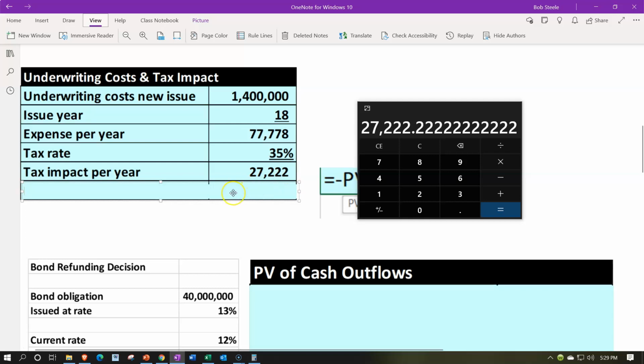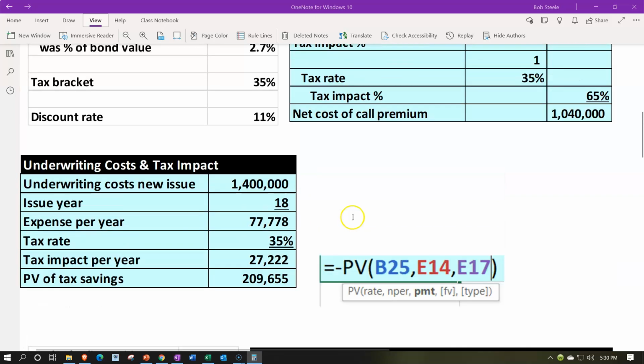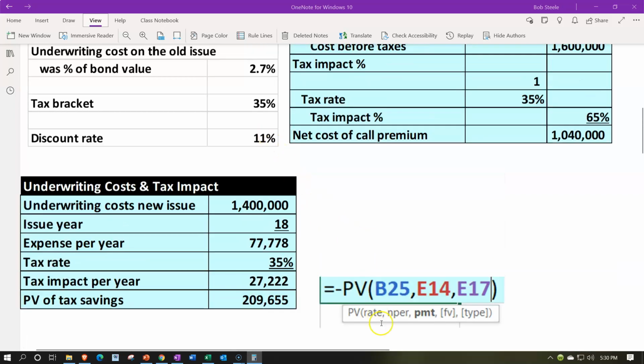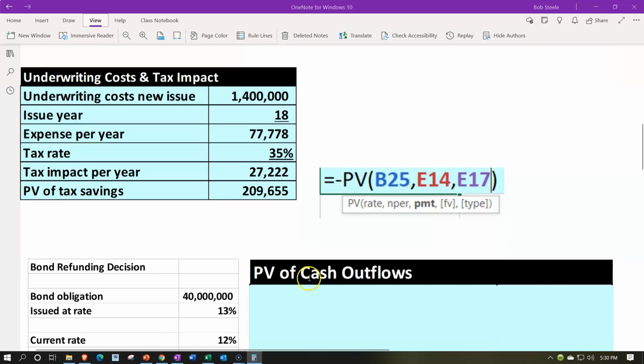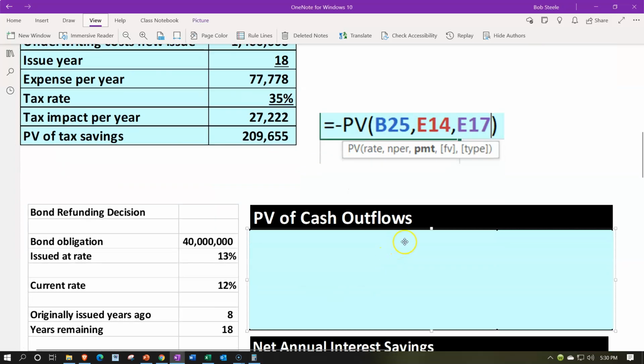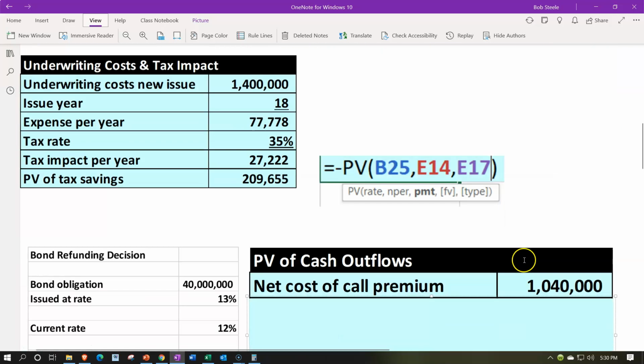So now we're going to apply our present value type of calculation to get the present value of the tax savings. It would be the present value of the rate, which would be 11%, then the number of periods, which would be 18, and then the payment, which would be 27,222. That gives us the present value of about 209,655. So the present value of the outflows is the 1,040,000, which we calculated up top.